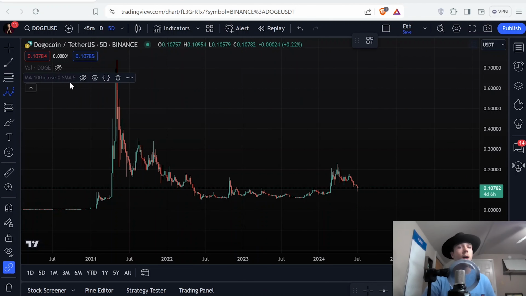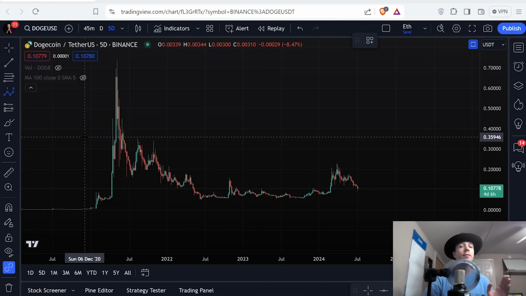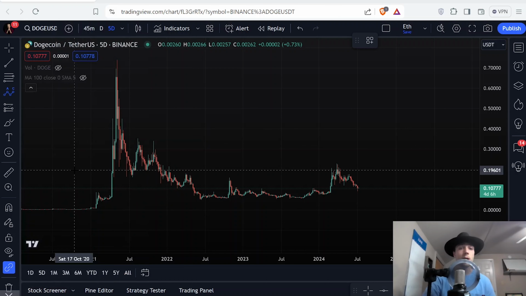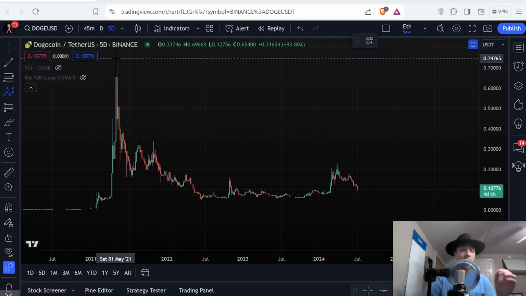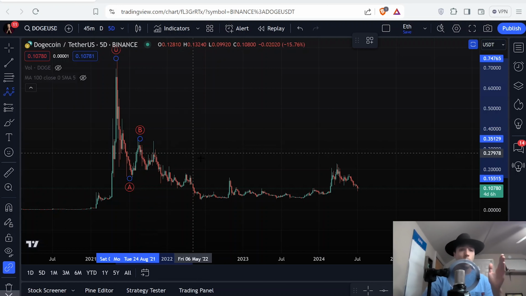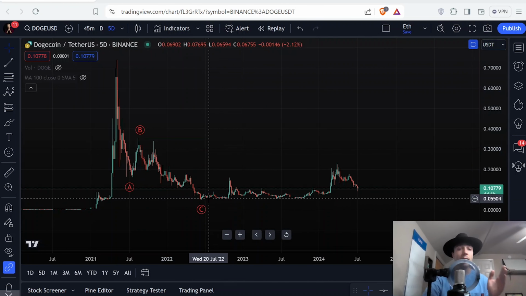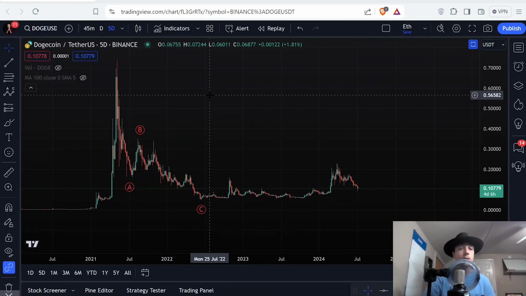Okay, so we're going to start off here with Dogecoin on the 5-day candlesticks. And the very first thing that I want to show you guys is the Elliott wave count that we're seeing on the bigger picture. So in the bigger picture, we see an ABC correction on Dogecoin, wave A, wave B, and wave C, taking us down to around 5 cents per Dogecoin.